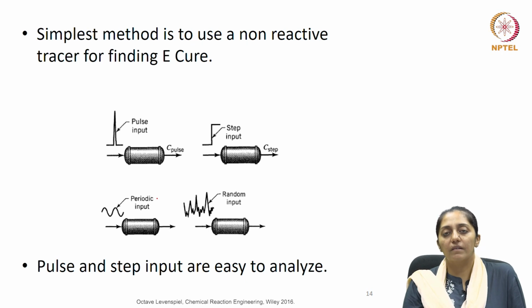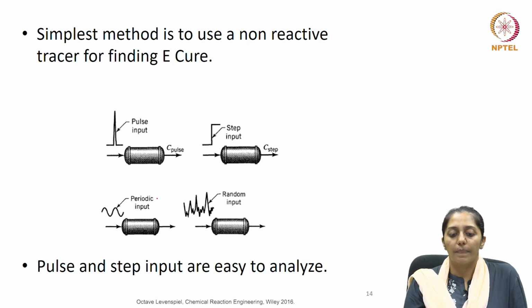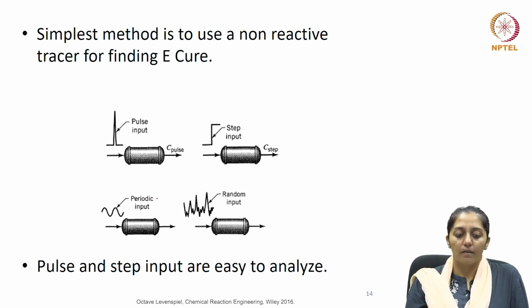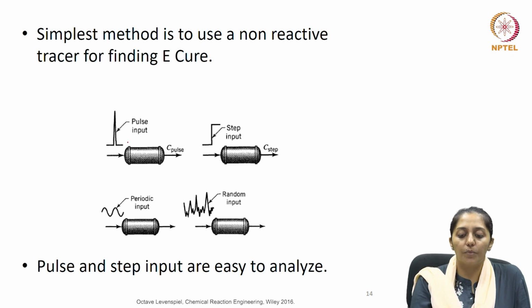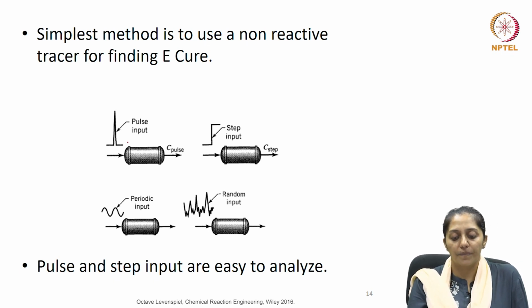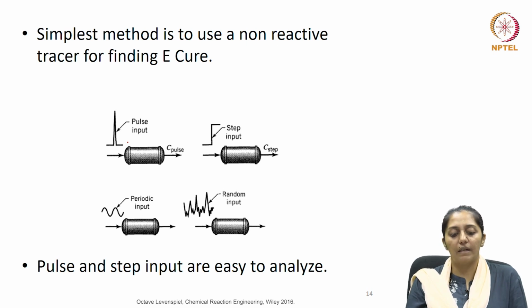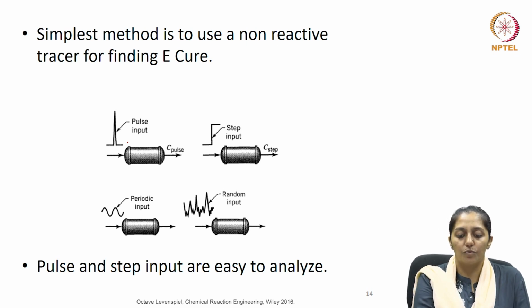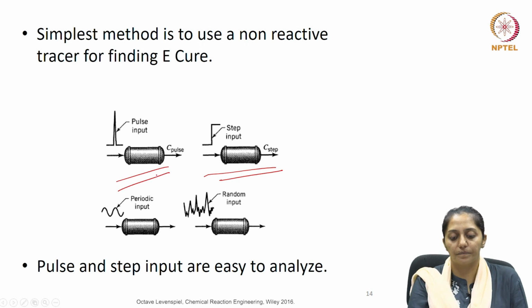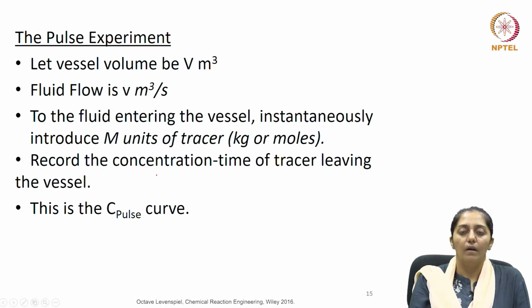The simplest method is to use a non-reactive tracer for finding the E curve. Here you can make use of a pulse input, a step input, a random input or periodic inputs. Mostly pulse and step inputs are used because they are easy to analyze, as shown in the picture here. Let us take the pulse input first.